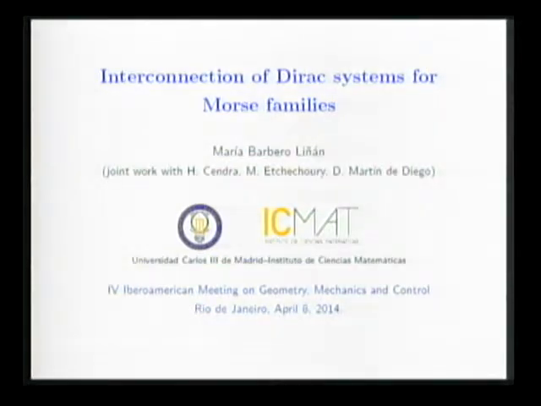So the idea of this work is focusing on interconnection of Dirac systems. That's our objective. To do that, what we have done is to use Morse families to extend the notion of Dirac systems, which turned out to be useful to describe Lagrangian and Hamiltonian mechanics, non-holonomic mechanics, many of the examples we have already seen in the talks along this conference.